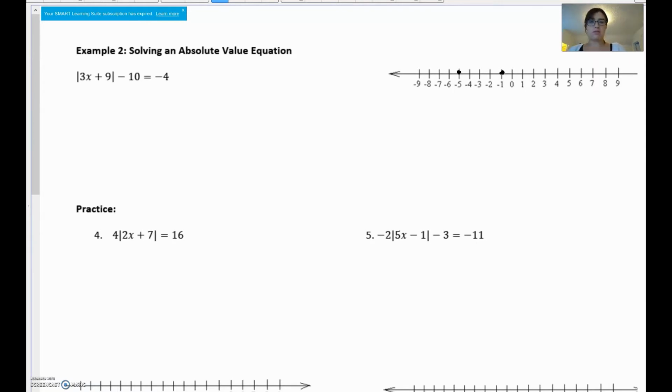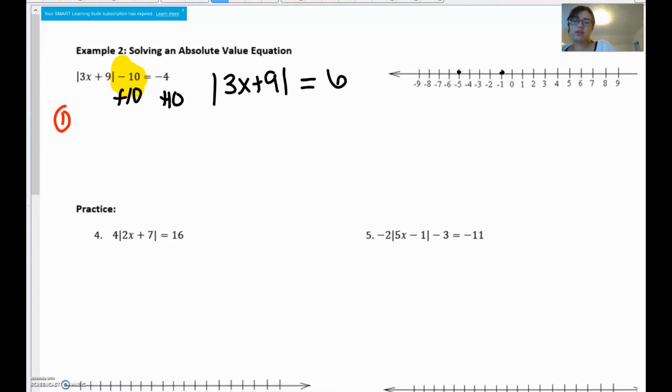So this is what I was talking about, these extra operations outside of the absolute value. So in this case, it's -10. So what you have to do is you have to get rid of that -10 first. All we want is absolute value on one side and a number on the right side. So we're going to do plus 10. Our new equation is the absolute value of 3x plus 9 equals 6. So from here, we still have to do that first and second equation.